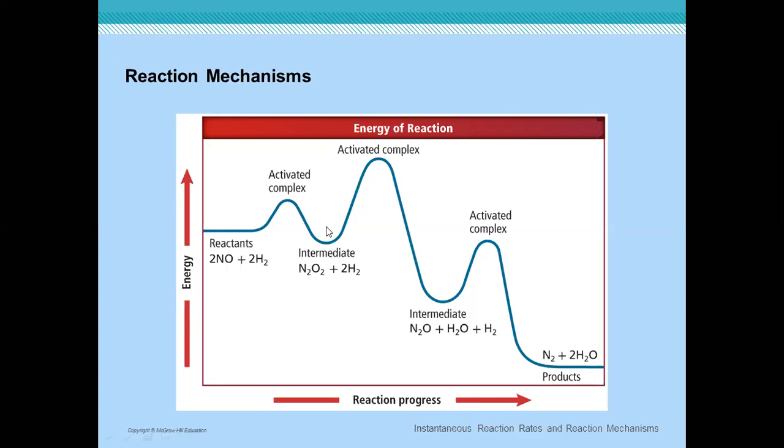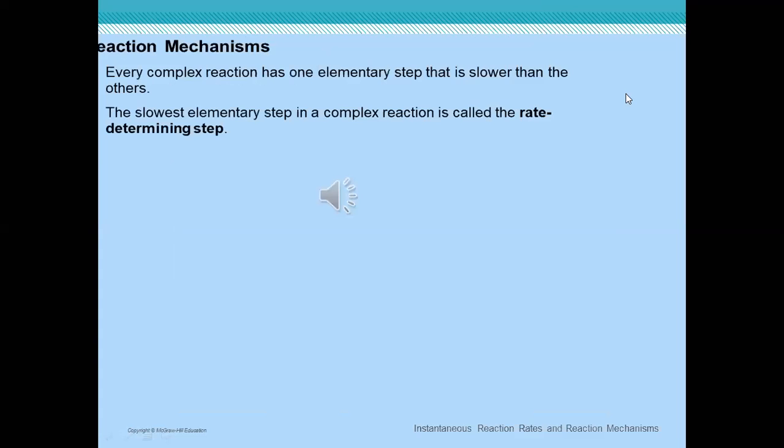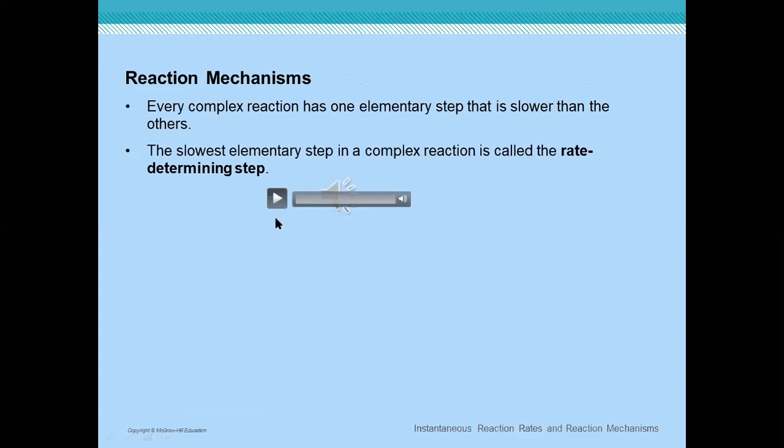Okay, so this is the energy of reaction that explains the reaction mechanism of the reaction between 2NO plus 2H2 to produce N2 plus 2H2O. After that, please listen to the reaction mechanism.